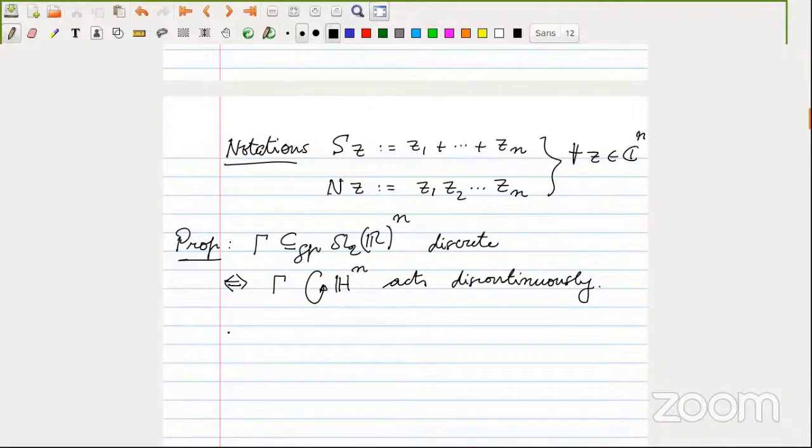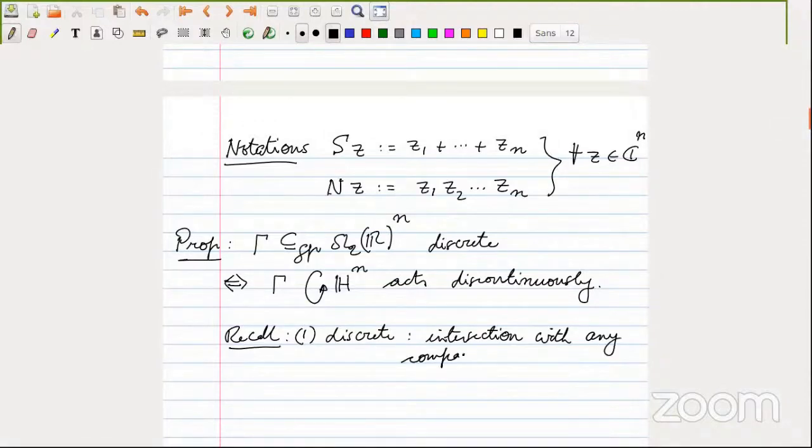So let me recall for you what the topology on H^N is. H^N has the topology which is induced from the topology on C^N. Recall that discrete means, and these things are all well known, that the intersection with any compact set is finite.